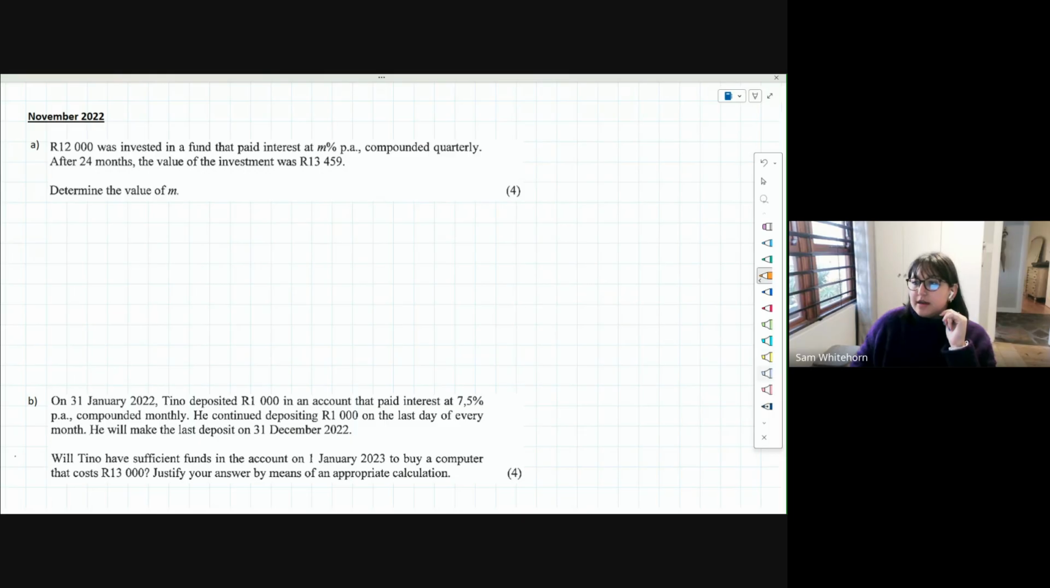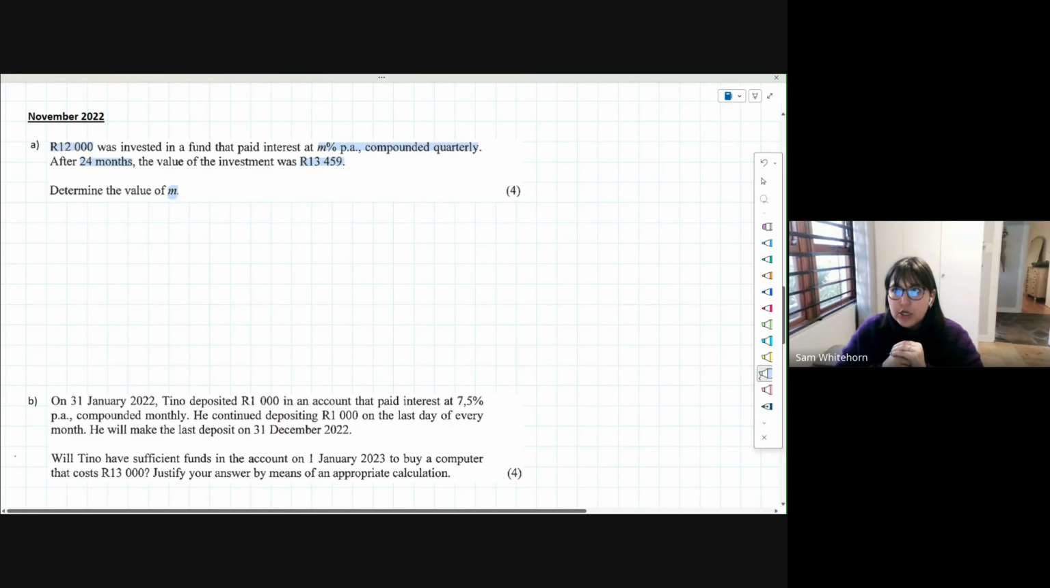It says 12,000 Rand was invested in a fund that paid M% per annum compounded quarterly. After 24 months, the value of the investment was 13,459 Rand. Determine the value of M. Okay, so there's nothing about monthly installments. There's nothing about saving for the future. We're investing money, we're saving, but there's no monthly or regular payment. So this is not an annuity, which means we don't use future value. We just use normal compound interest.